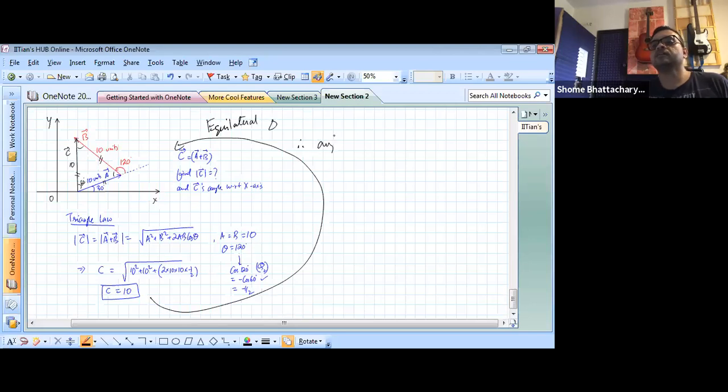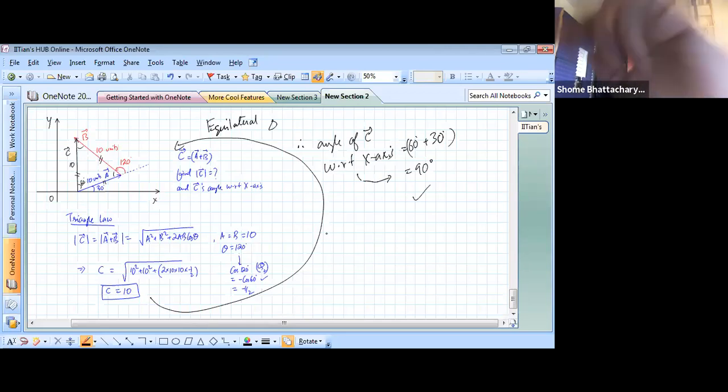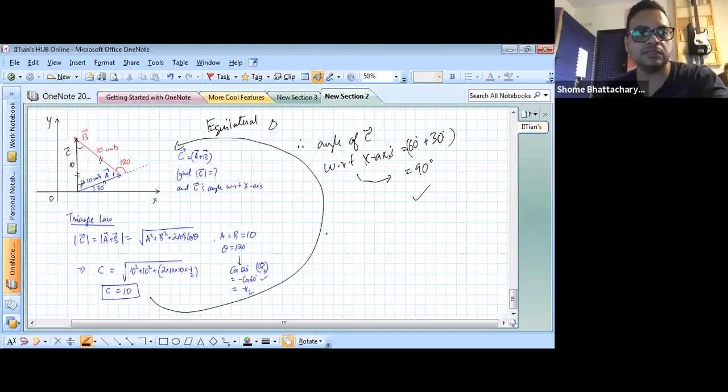Therefore, the angle of the vector C with respect to the positive x-axis will actually become 60 plus 30. Because it makes 60 with A, but A itself is making 30, so it is 90 degrees. So this is the answer to the B part. This is the angle of C with respect to the x-axis. It should be 90 degrees. Remember, it's not asking the angle of C with respect to A. It is asking the angle of C with respect to the x-axis. So that's why over here the answer will be 90 degrees.